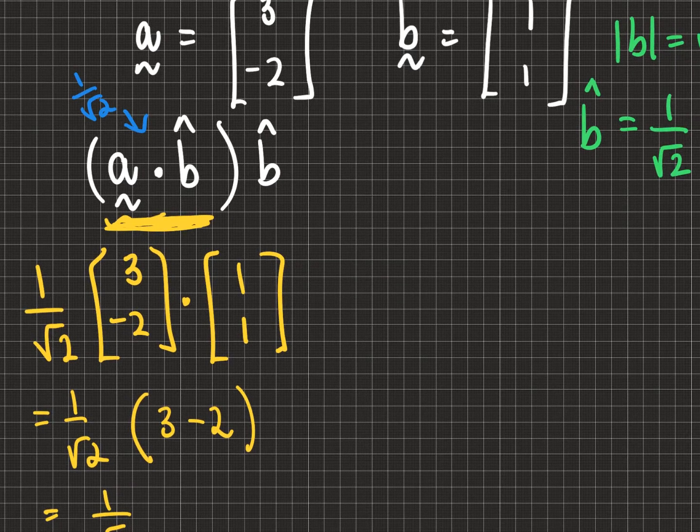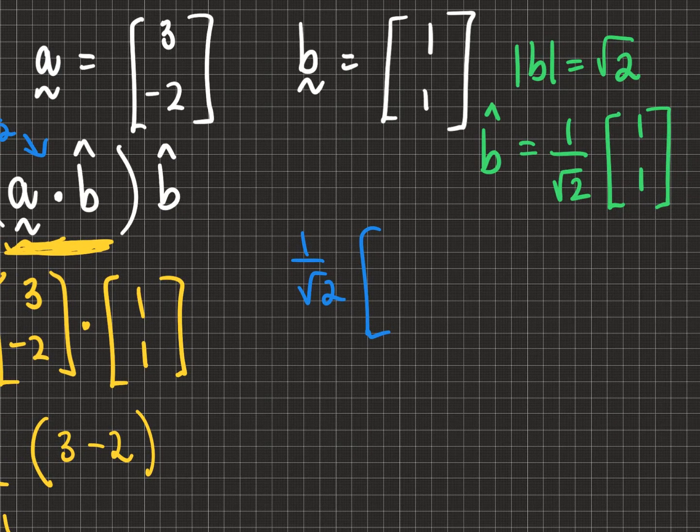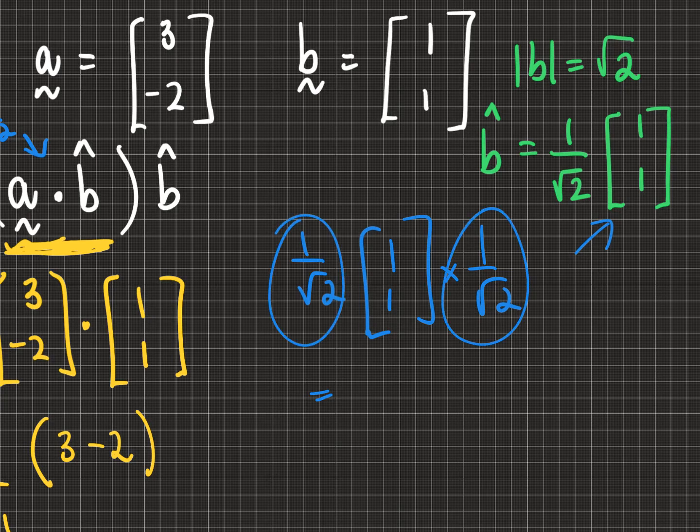Now I have to multiply that 1 over root 2 by B hat. And what was B hat? It was over here, 1, 1, and then also 1 over root 2. How am I going to do that now? Well, look, I can just say what's 1 over root 2 times 1 over root 2. Well, root 2 times root 2 is actually 2. It's a half, 1, 1. So you could write that as i over 2 plus j over 2, something like that.